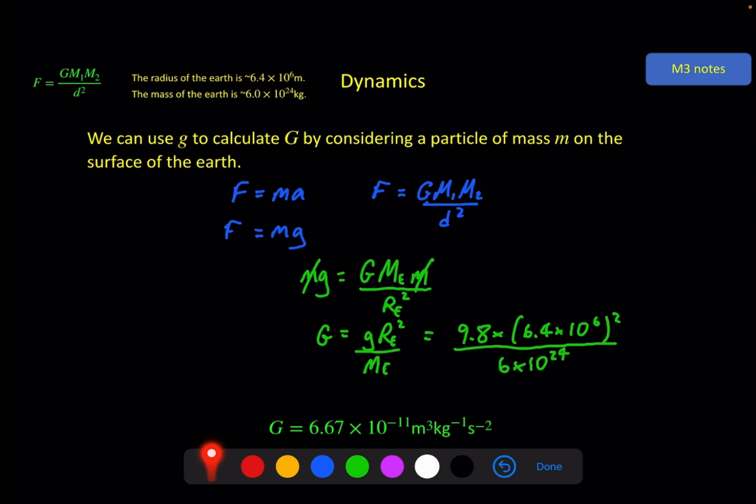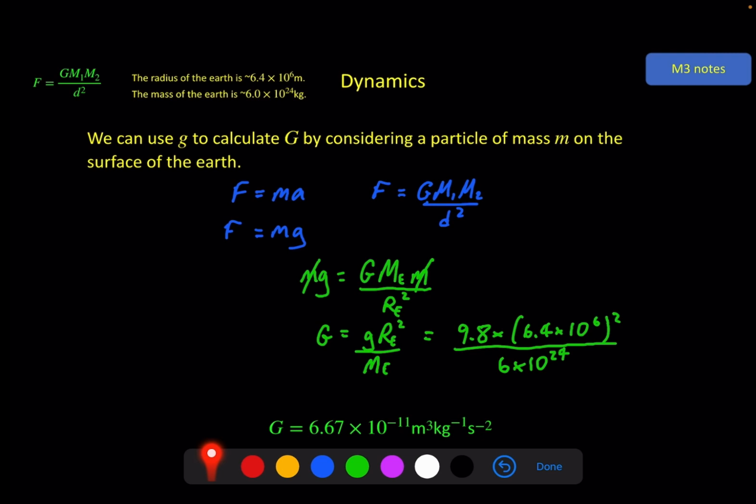That's given to 3 significant figures, and you can see some rather unusual units here. We've got meters cubed, that comes from meters squared from the radius, and there's also a meter involved in g, which is an acceleration, so that's meters per second squared, so that gives us the third meter here, and also the 2 seconds here, and then we have the kilograms on the bottom, so that gives us the per kilogram as well. So unusual units, tiny number, 10 to the minus 11, so this is our gravitational constant.